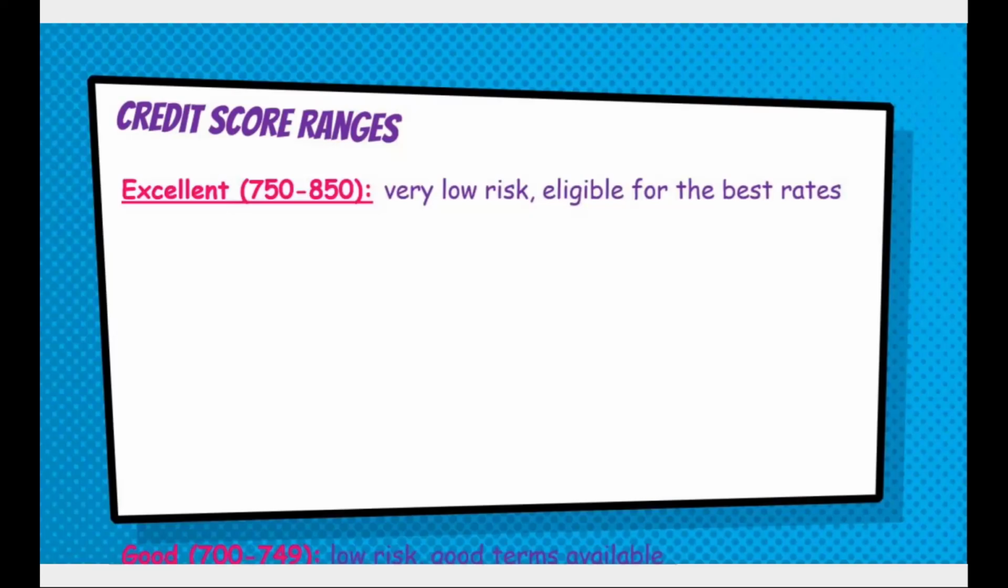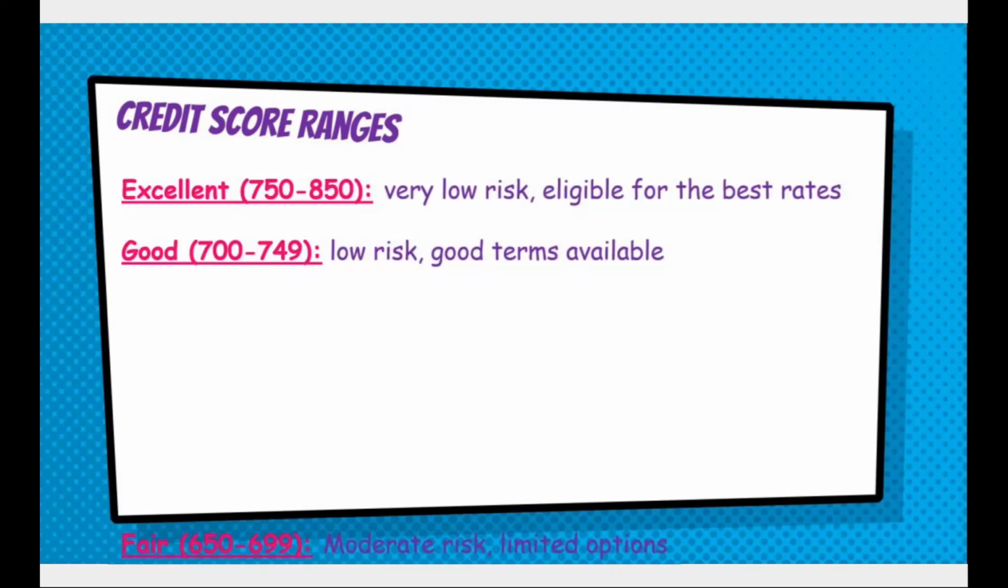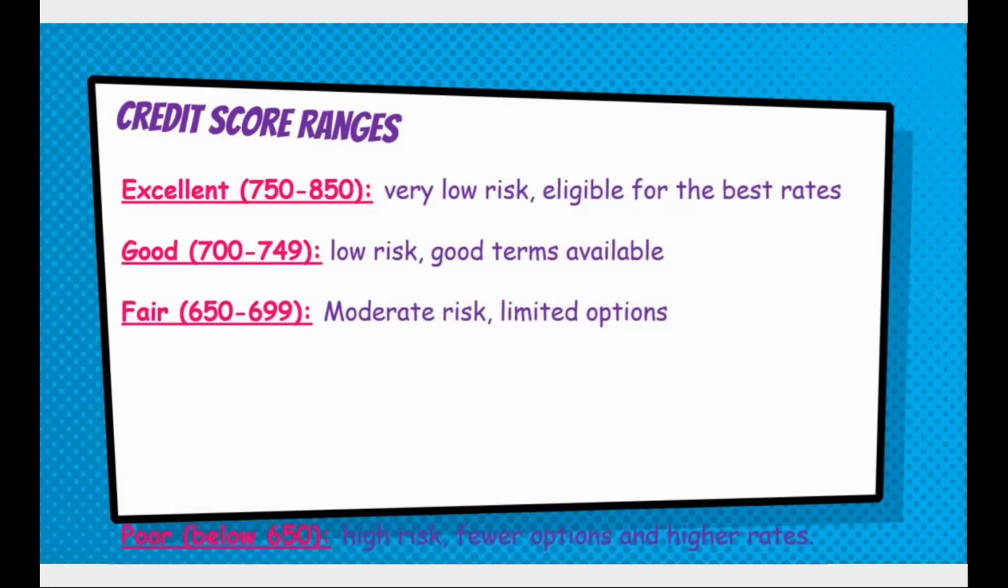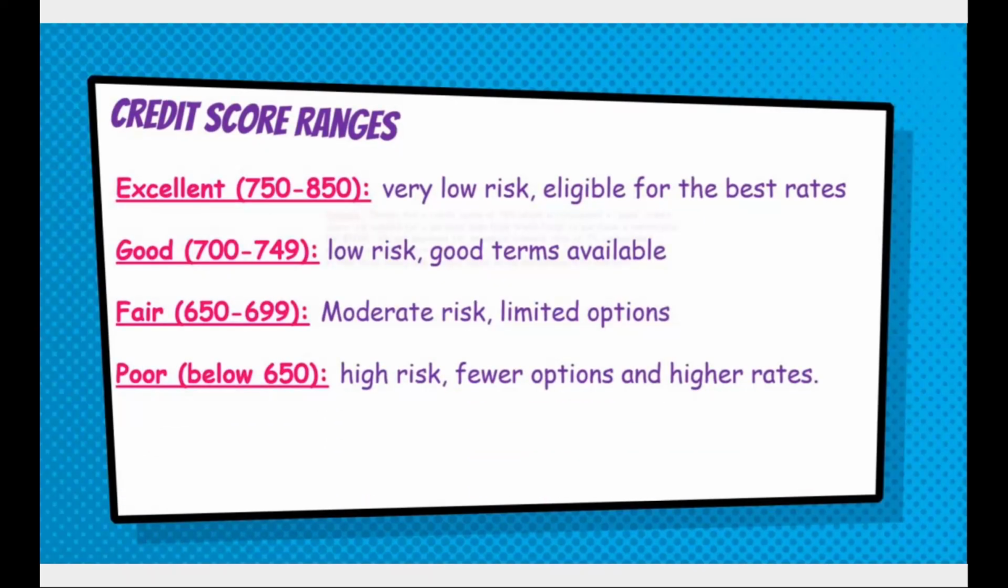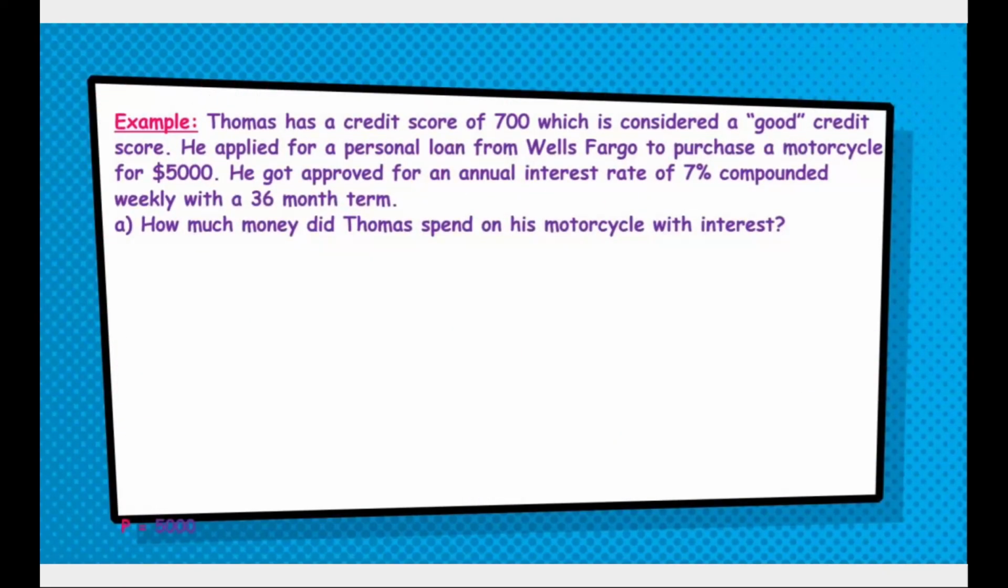So, some credit score ranges. A score between 750 and 850 is considered excellent: very low risk, eligible for the best rates. A credit score between 700 and 749 is considered good. You're still low risk, and you can probably still get good terms. Fair is between 650 and 699, a moderate risk, and your options may be somewhat limited. And poor is below 650: high risk, fewer options, higher rates, and possibly being denied a loan.